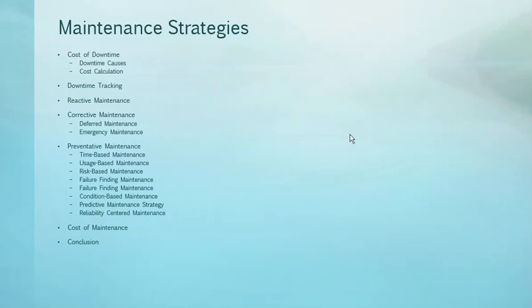This will be a two-part video. The first part will talk about cost of downtime, the causes of downtime, and what information you need to track to make good maintenance decisions. Then the second section will talk about the different types of maintenance: reactive maintenance, corrective maintenance, and predictive maintenance, and then we'll do a comparison of the different types of maintenance.